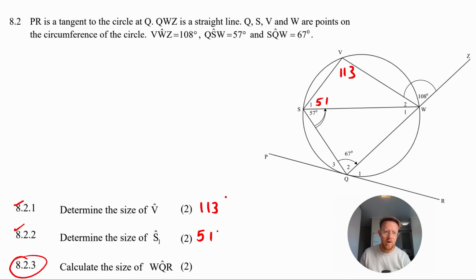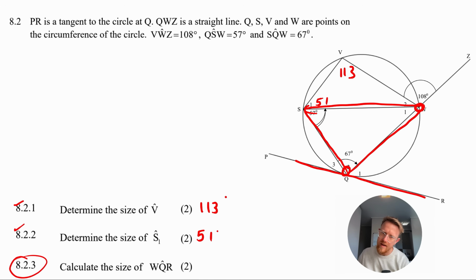This question here: calculate the size of angle WQR. So WQR sounds like tan chord, because here we've got a tangent and here we've got a chord. If you take that chord, put your finger over there and over there, and follow your finger, where does it come together? There and there. So at that 57, we can then say that that 57 is exactly the same as this angle here, because of the tan chord theorem.